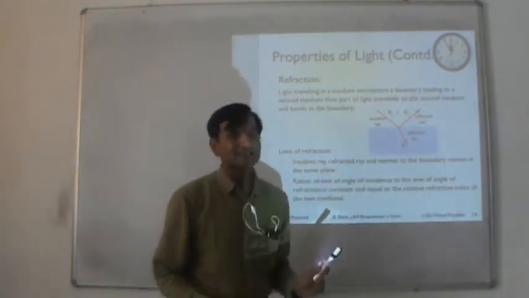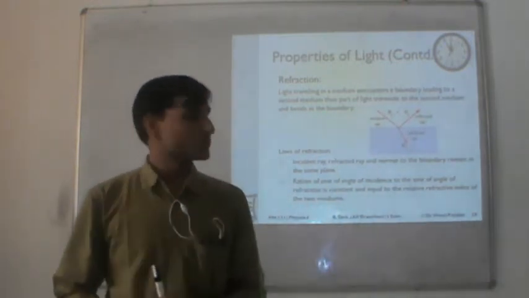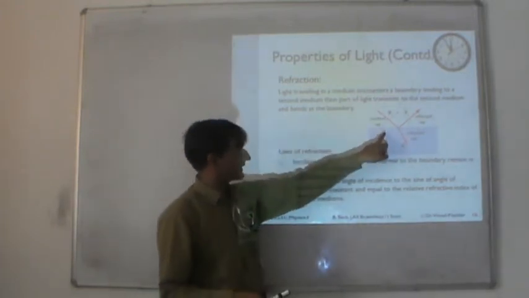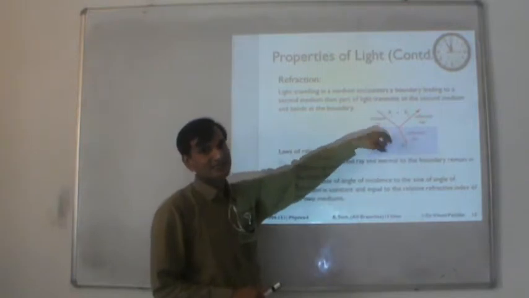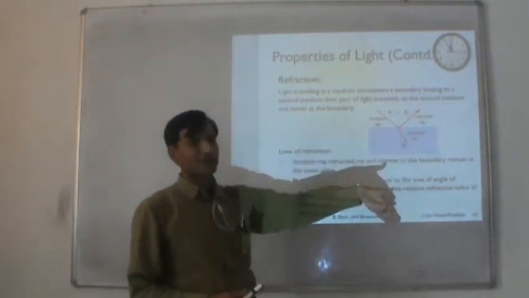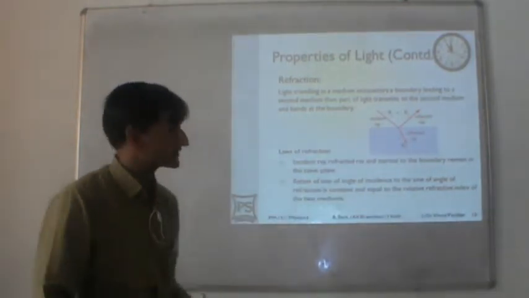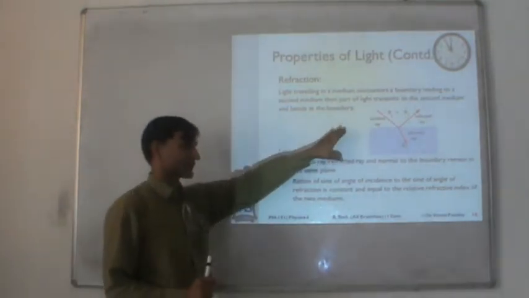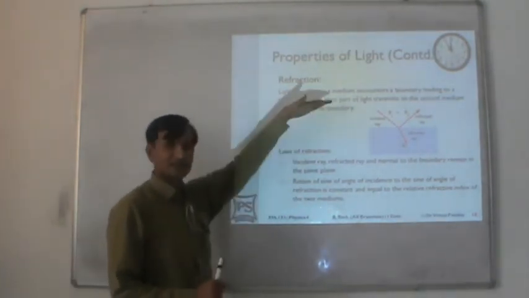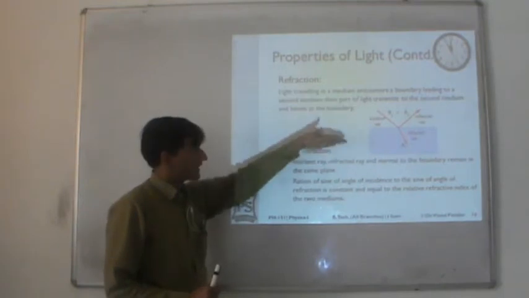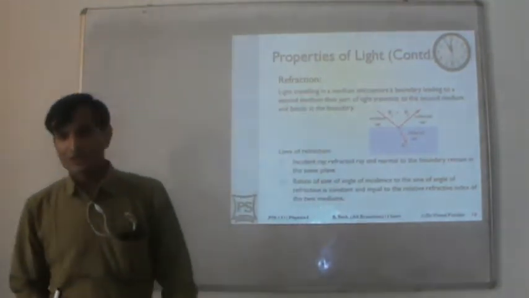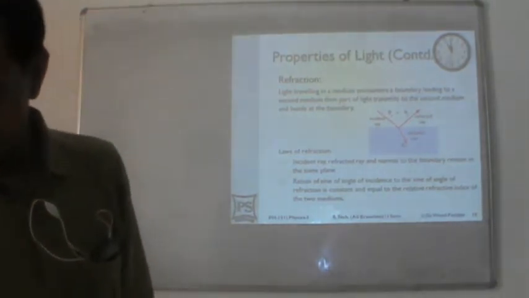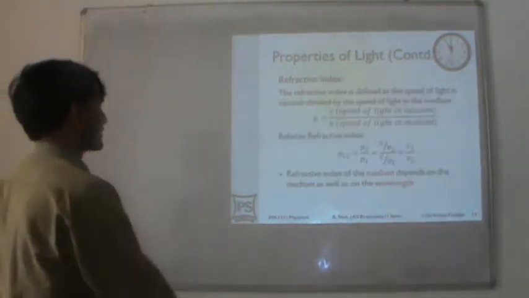And this constant is equal to the relative refractive index of the combination of these two media. Now when I say relative refractive index, we will define what is refractive index and what we mean by relative refractive index. So right now you may just consider that the ratio of the sine of the angle of incidence to the sine of the angle of refraction is constant.